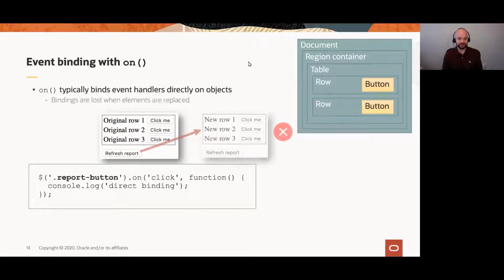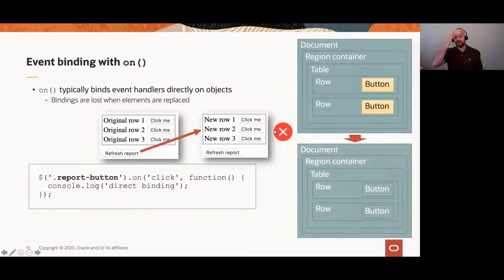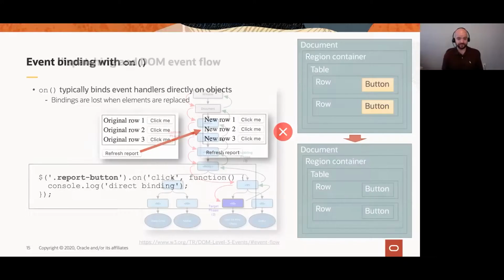Well, when the user clicks a button like this, refresh report, perhaps on an interactive report filter kind of thing, well, we get new rows in the report. And those come with new buttons. And all of a sudden, they click the buttons, and it doesn't work. And you can visualize that like this. New content, brought in new buttons. The event bindings that were there before on the old buttons, those are gone. Not going to work anymore.